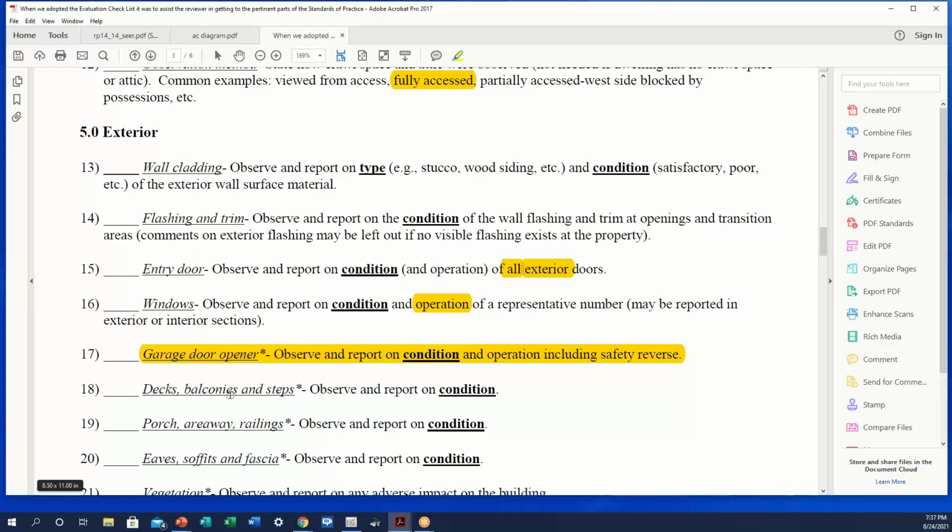Okay, decks, balconies, and steps. Observe and report a condition. There's not much to that. In some other states, there's nothing in our state that requires you to check the deck and the balconies and the steps for spacing and railing height and all that other stuff.